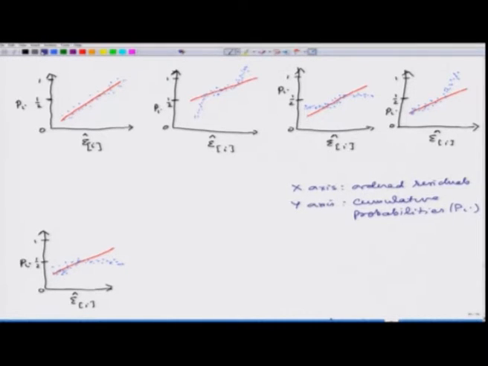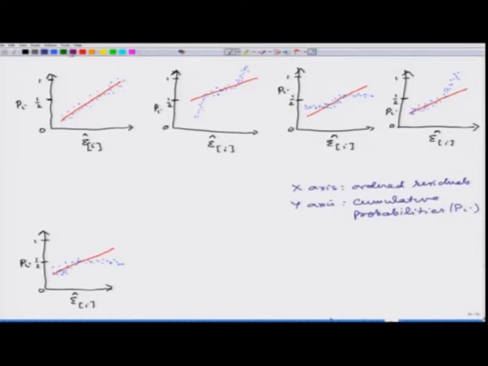So here you can see with these blue dots, I am plotting the observations between ordered residuals, say epsilon hat i, and say cumulative probability pi. And with the red line, I am denoting the fitted line. Now, depending on the scatteredness of blue points around the fitted line, we can make different types of conclusions.